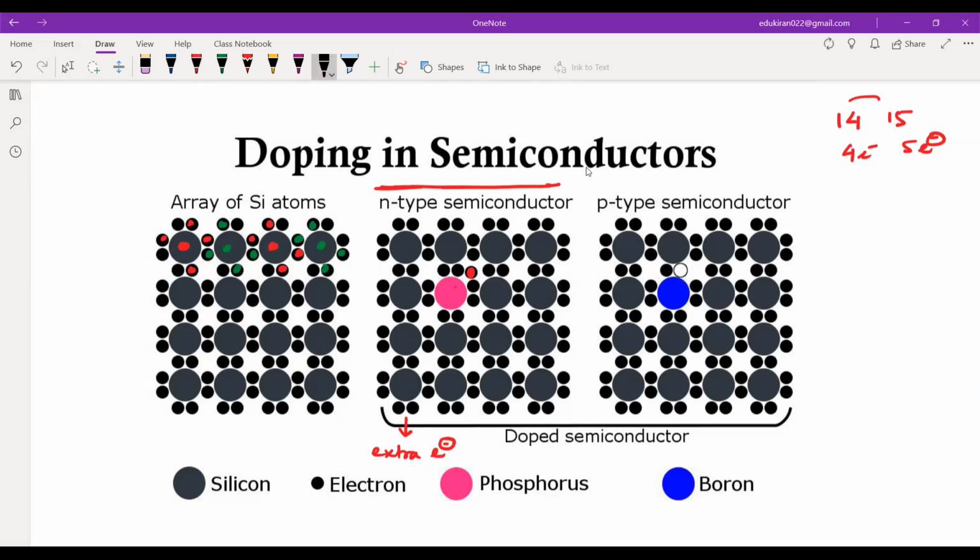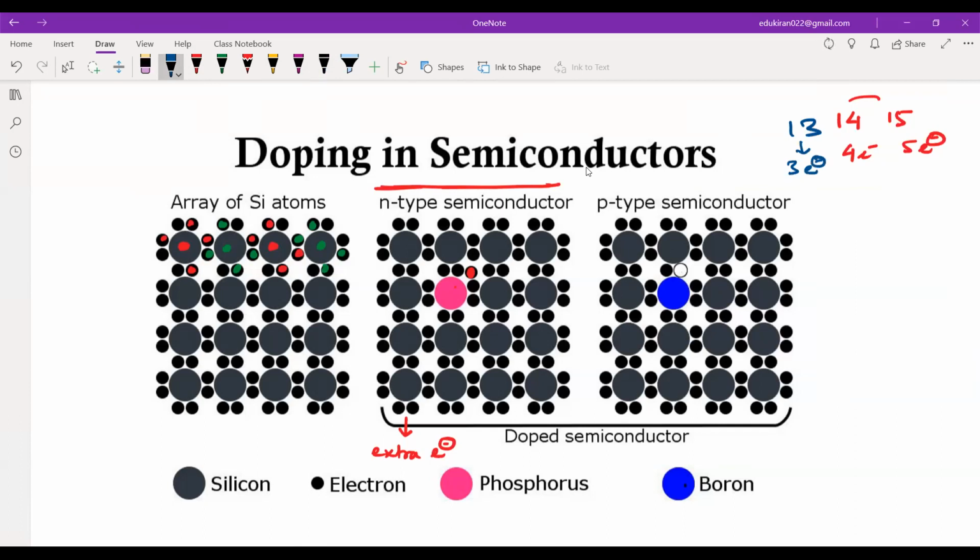In a p-type semiconductor there is no proton, okay? What do you do with boron? Boron is a group 13 element. Yes or no? A group 13 element will have only how many electrons? It will have only 3 electrons, and that is why you will have a hole here. Can you see this hole?